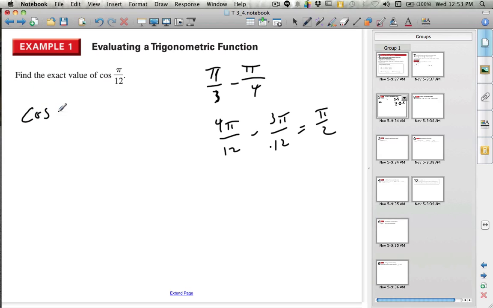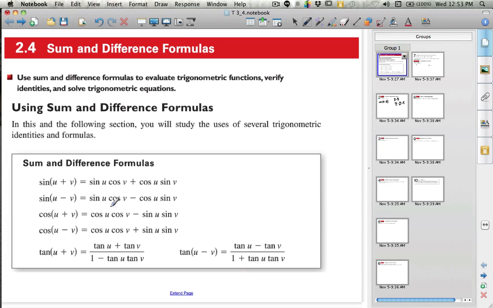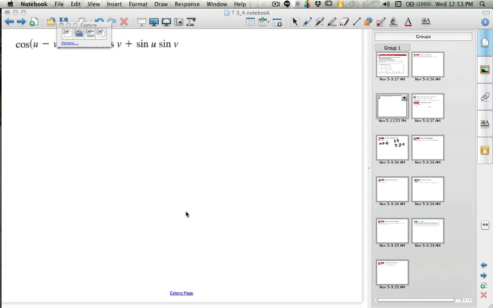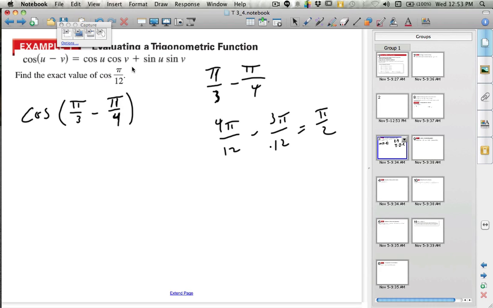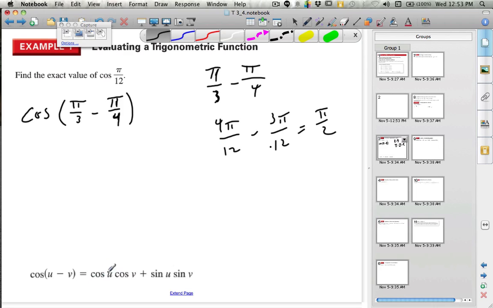So now we're going to look at the cosine of pi over 3 minus pi over 4. Because these are common angles, I know their cosine values, and now I can go back and use this identity. I use the difference formula, and if I bring this item over to where I'm working, I can see this is what I'm going to use. I want to use the cosine of this angle. So this is going to be angle U, and this will be angle V.